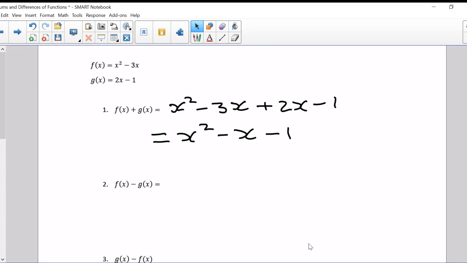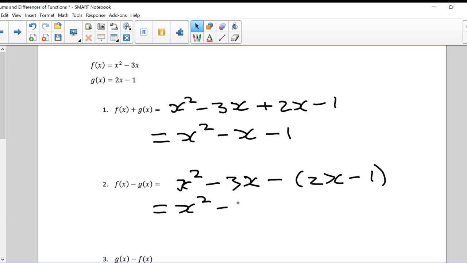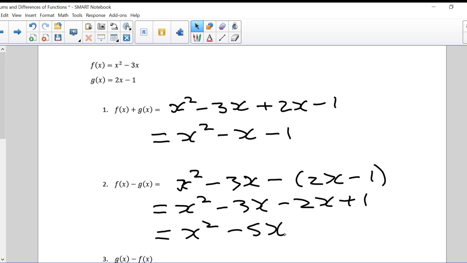All right, so let's come back to this. So f of x minus g of x, well, that's simple. That's just taking my f of x, which is x squared minus 3x. Now, be careful. I'm minusing all of this, 2x minus 1, so I put that in a bracket because I want to make sure that I'm actually minusing the whole thing. So what that ends up with is this, x squared minus 3x minus 2x plus 1, which simplifies to x squared minus 5x plus 1.